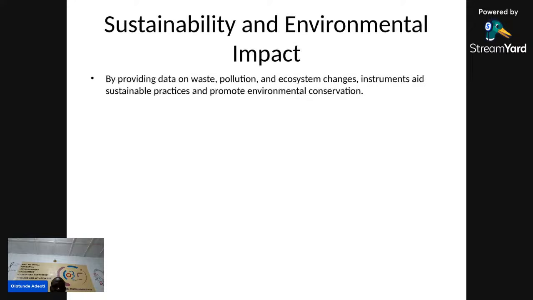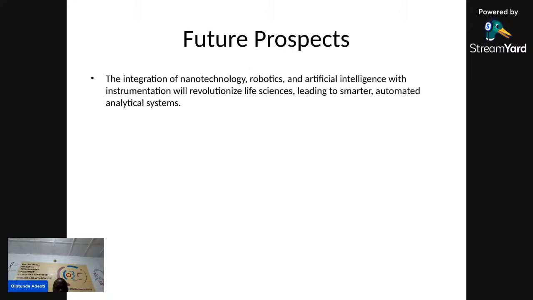Okay. So how can we make sure that there is sustainability and environmental impact of instrumentation? By providing data on waste, pollution and ecosystem changes. Instrumentation aids sustainable practices and promotes environmental observation. So all these are part of what you see.